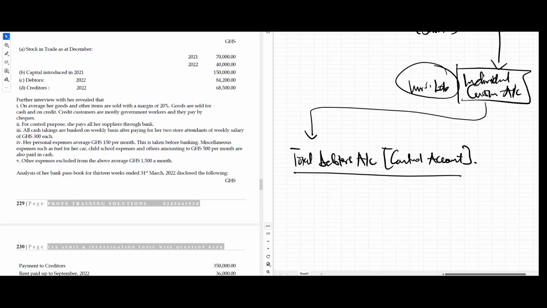All cash takings are banked on a weekly basis after paying for her two store attendants a weekly salary of 300 each. Her personal expenses average 150 per month. This is taken before banking. Miscellaneous expenses such as fuel for her car, child school fees, and others amount to 500 per month and are also paid in cash. Other expenses excluded from the above average 1,500. That's why we are using the word average, because we don't really know, circumstantial evidence. Do you understand? So learn to use the other terms.